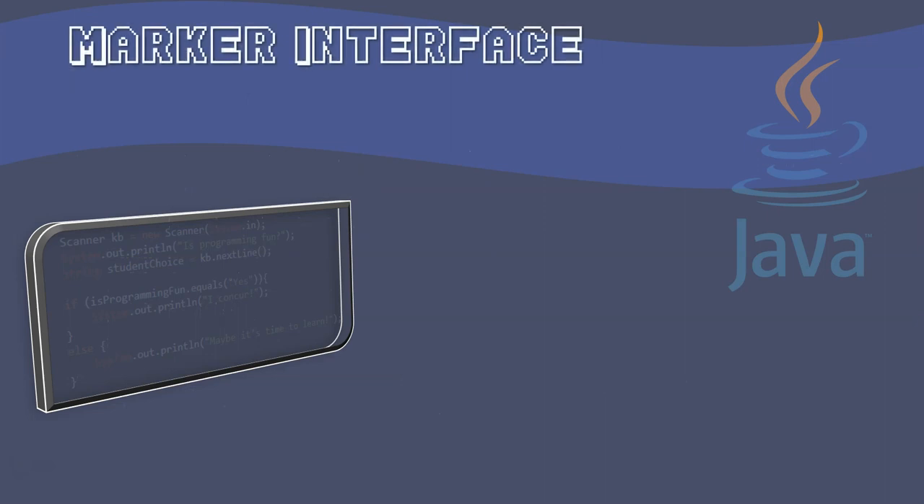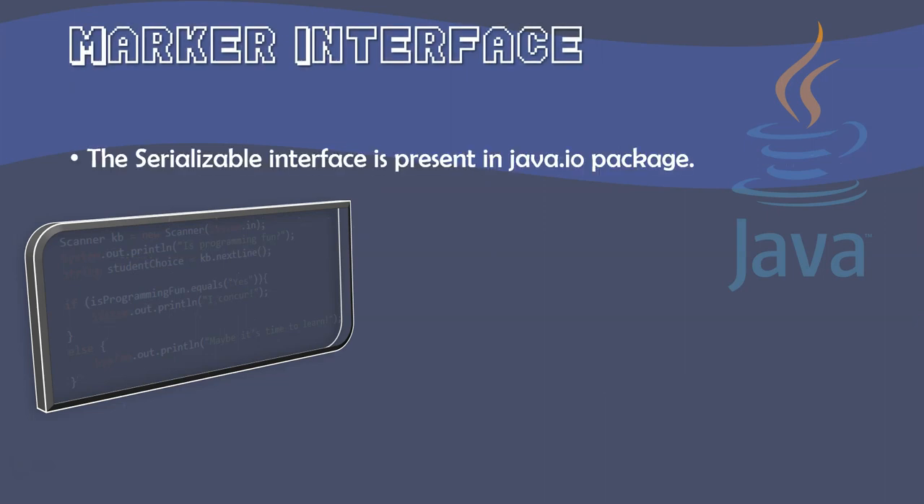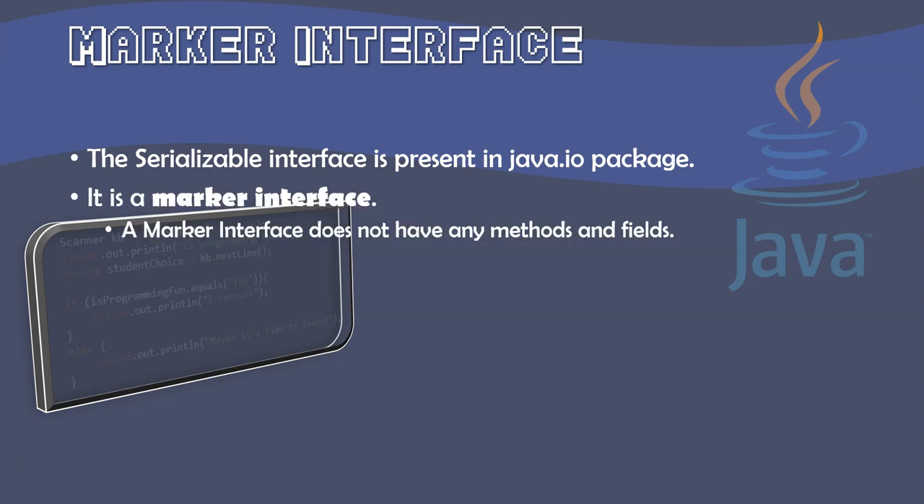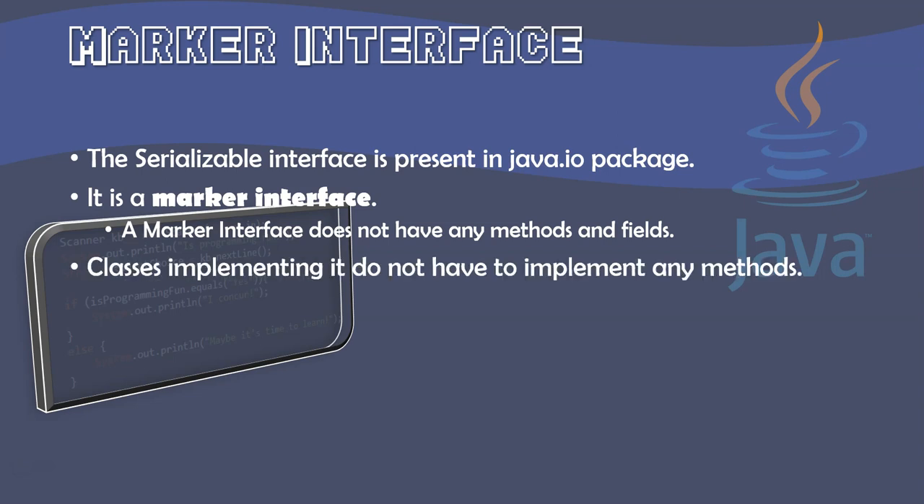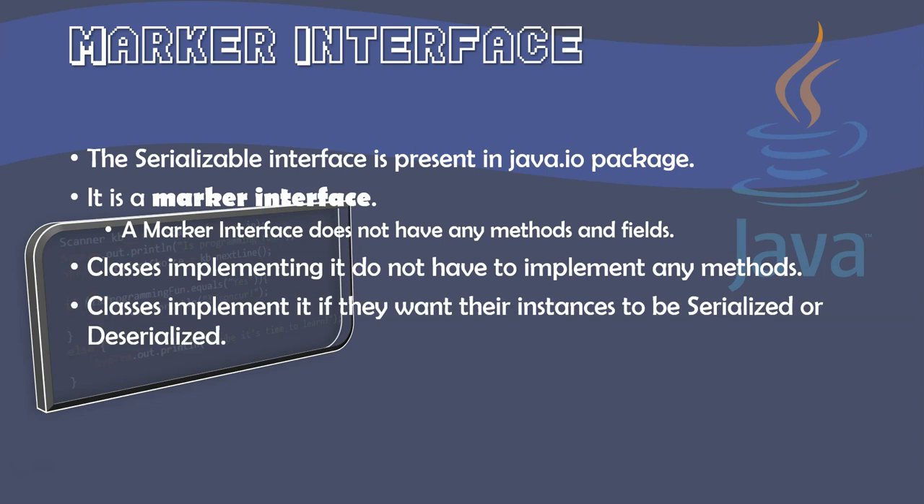Instead, we can look at this as a marker interface. The Serializable interface is, of course, part of the java.io package, and what does I/O deal with? Input, output. Because it's a marker interface, we typically use these to say these are a special type of interface. They don't have any methods or fields associated with them. Classes implementing the Serializable interface do not have to implement any methods. Classes can implement the Serializable interface if they want their instance to either be serialized or deserialized.